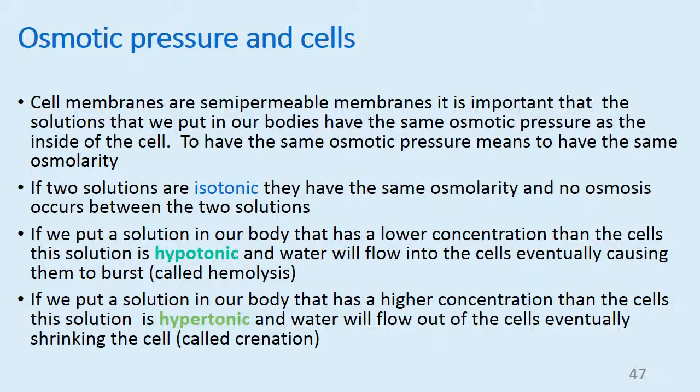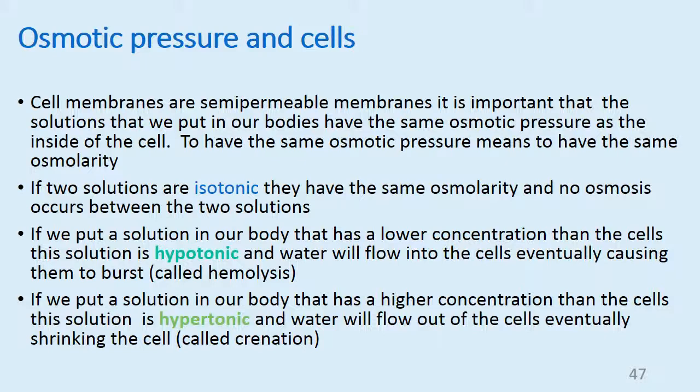We want to put a cell, like our blood, in a solution that has the same osmolarity as the cell itself. If we put a solution in our body that has a lower concentration than the cells, water will flow into the cells, causing them to burst. So if a solution has a lower concentration than another one, it's called hypotonic. And so we do not want to put our cells in a hypotonic solution because our cells will burst.